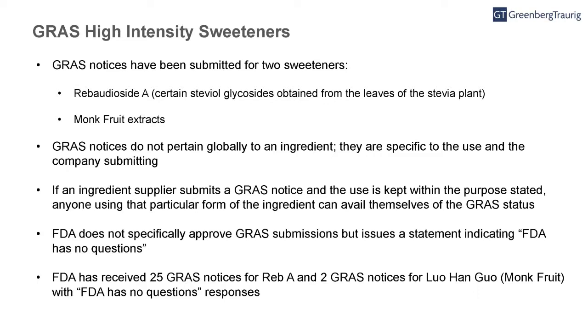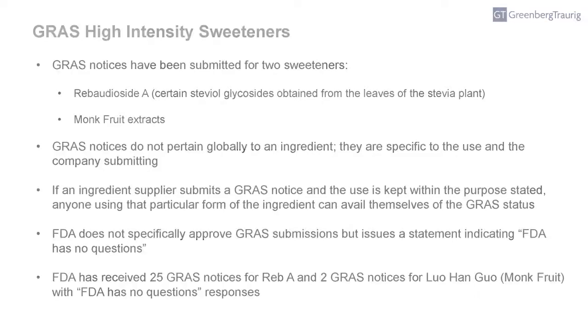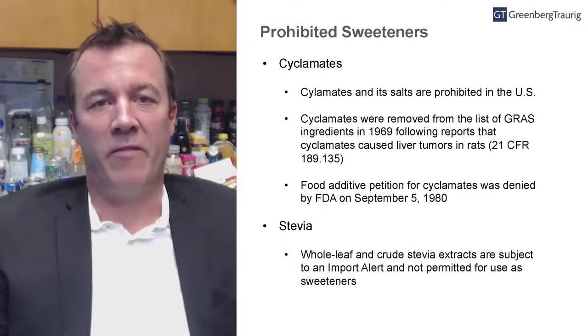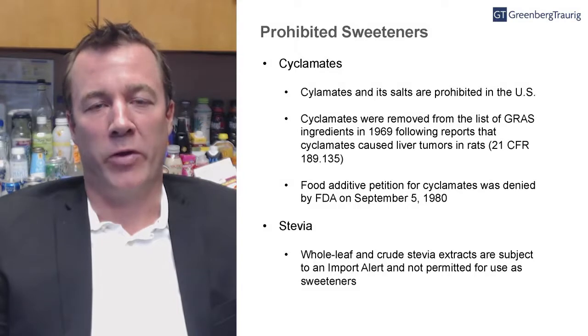The FDA has received 25 GRAS notices for Reb A and 2 GRAS notices for monk fruit, with FDA has no questions responses. While a number of sweeteners have been approved as food additives or GRAS in the United States, several sweeteners have been prohibited in the United States. Cyclamates and its salts have been prohibited for use in the United States.